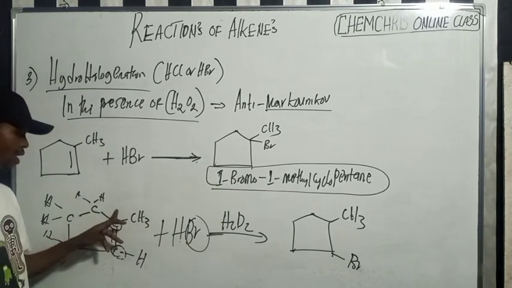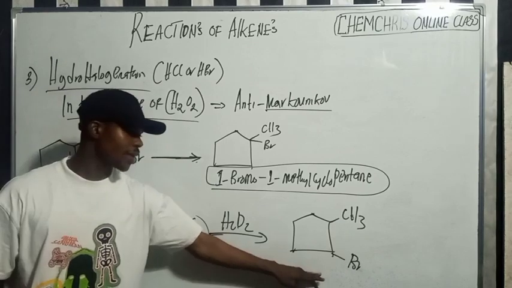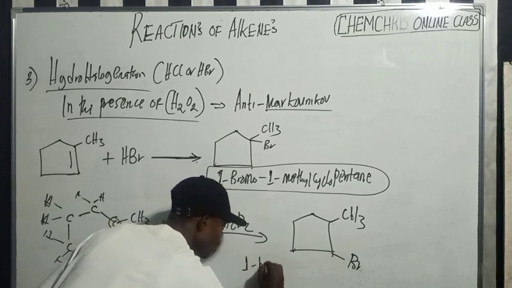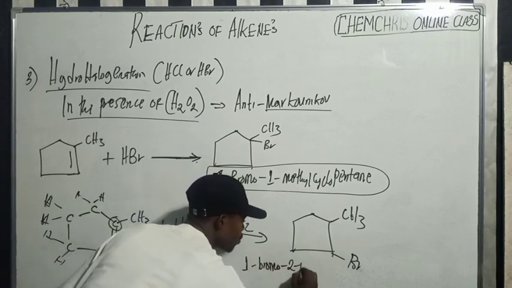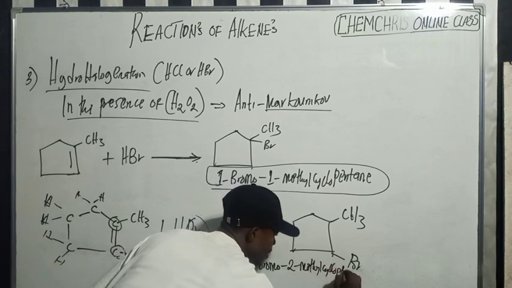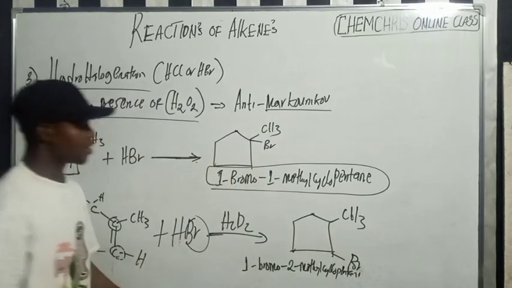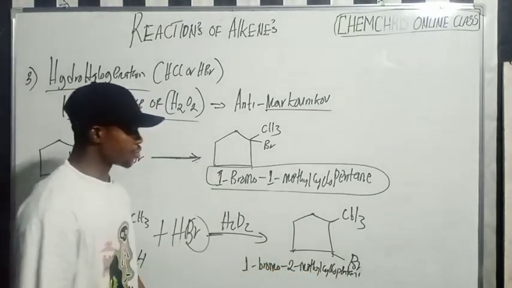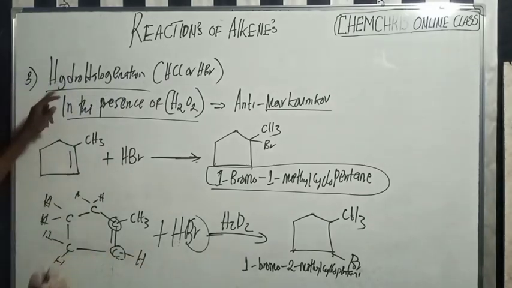So move here. You understand? So the name of this product is going to be 1-bromo-2-methylcyclopentene. That is the name of the product. Do you understand? So that is for the hydrogenation. Do you get that?